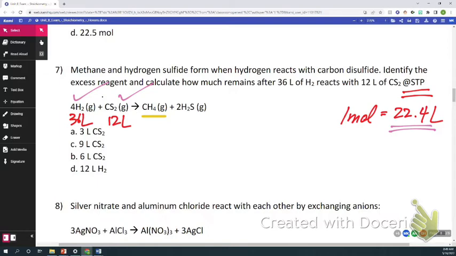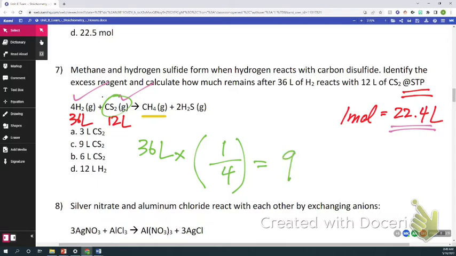So let me show you that way, okay? So what I do is I grab the first one, because you don't know which one's excess yet. You don't know which one's excess, you don't know which one's limiting. Let's grab the first 36 liters. And what I want to do is a mole ratio to the other reactant. This is going to determine how much of that I need. So 36 divided by 4, I'm starting here and going to just the second reactant. That's why it's 1 over 4.